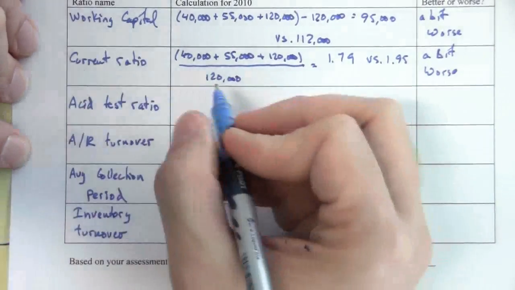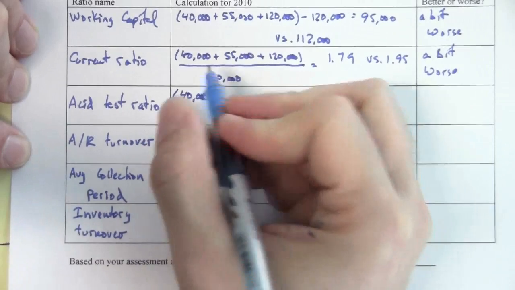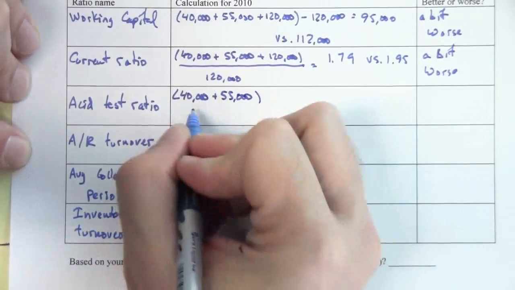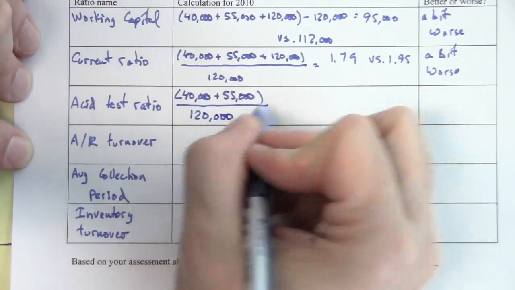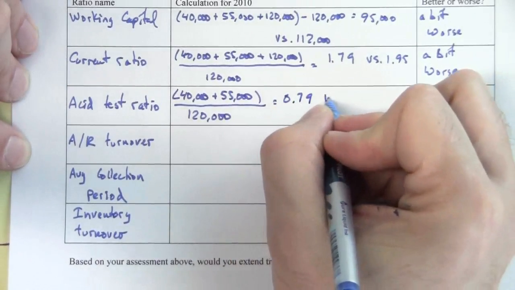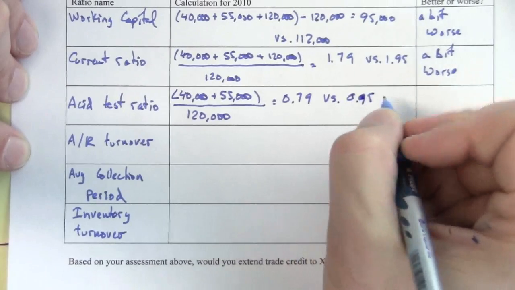All right, so back to the acid test ratio. $40,000, right? So this is now just cash and current accounts receivable, no inventory anymore. This is a more rigorous measure of liquidity. And they work out to 0.79. And we compare that to 0.95 from last year.